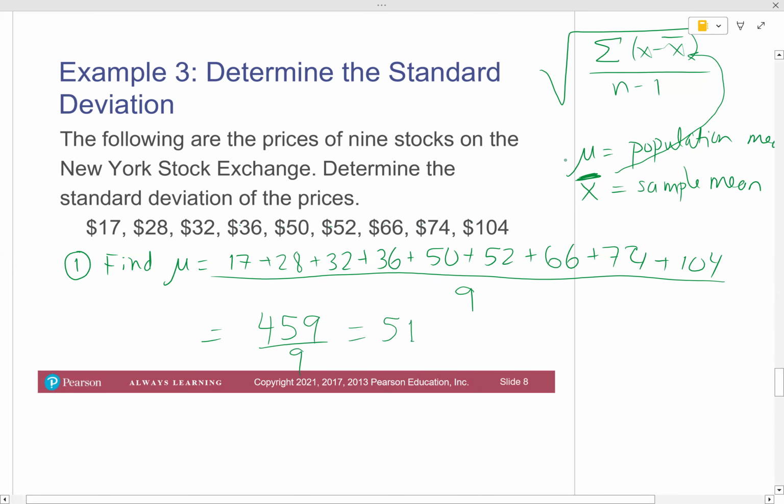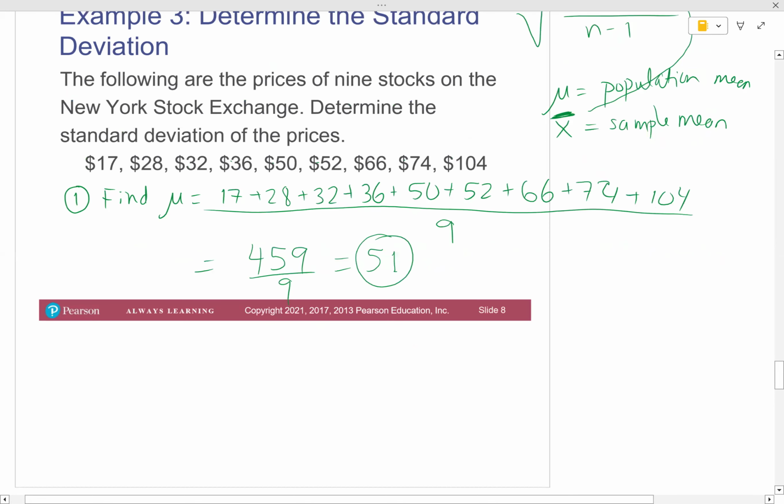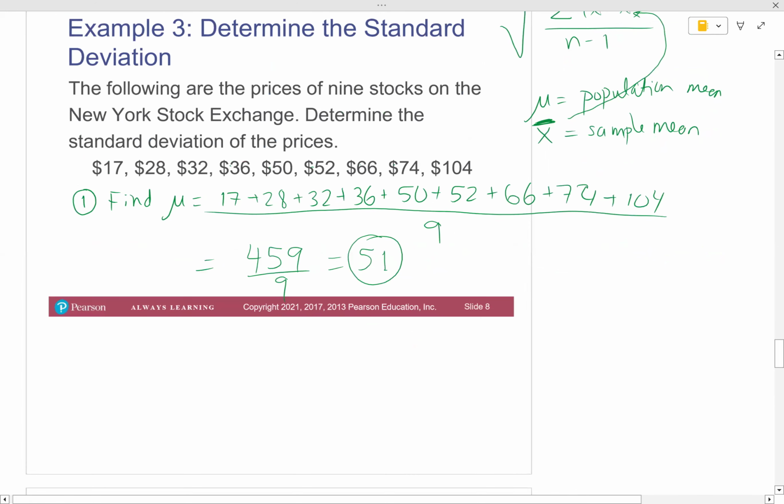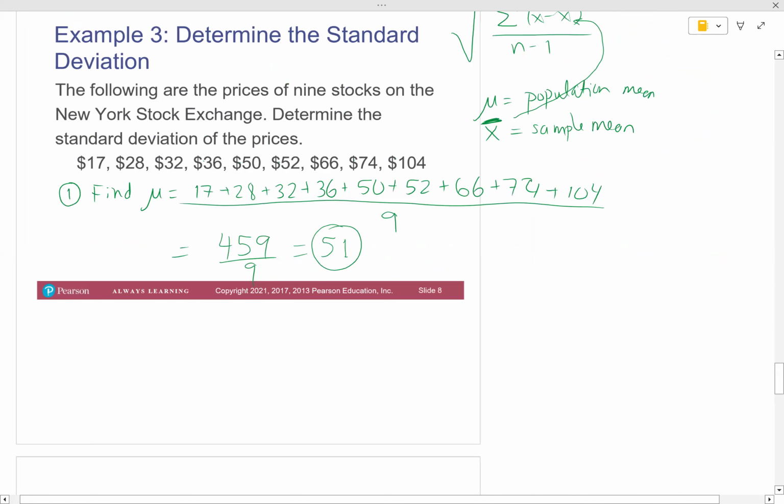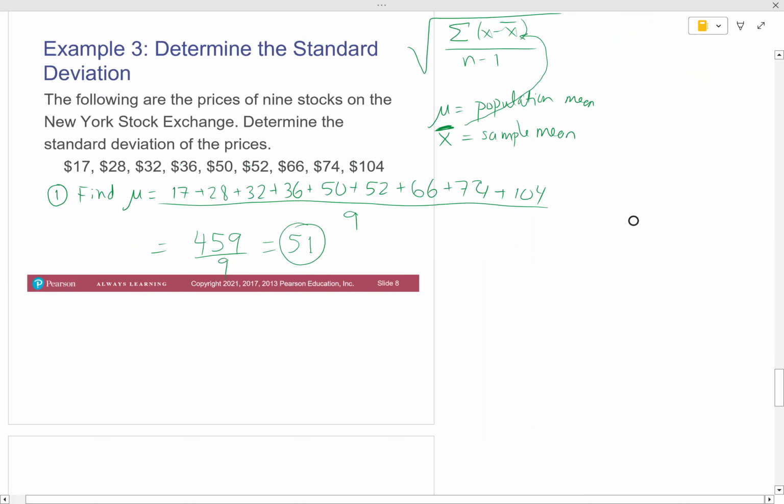A lot of times your mean won't be a nice round number like that. It'll be a decimal that goes on. You can round it. Probably you would be told where to round if you had to. Okay, here we go. I'm going to make this table of data values, just like it described in the step-by-step procedure.